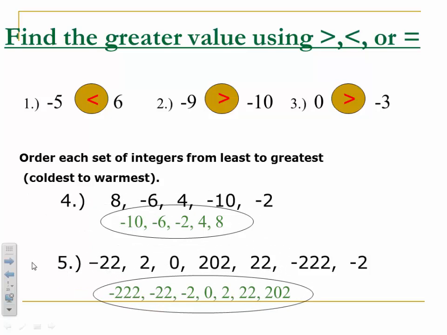So even though there's all kinds of 2's here, you have to worry about the negative integers and the positive integers. 0 is always going to be the one in the middle because you have negatives to one side, positives to the other side. And there you go. That is your integer video.